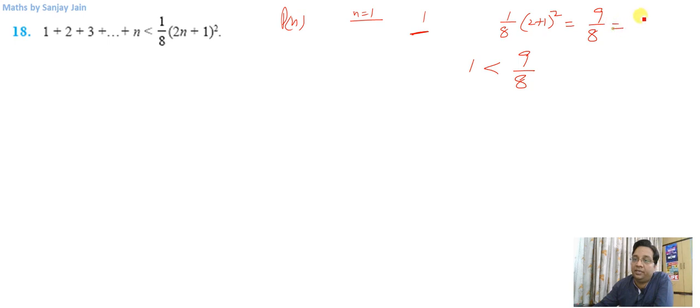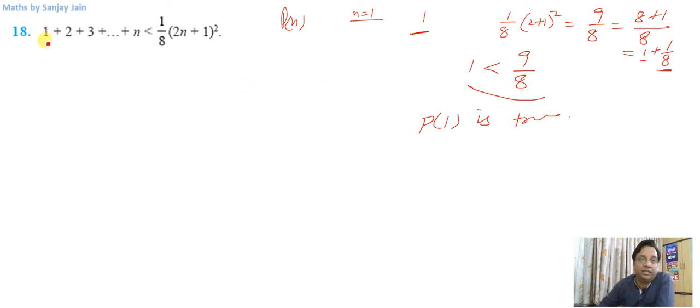What is 9 by 8? It is 8 plus 1 by 8. So it is 1 plus 1 by 8. So it is something more than 1. So 1 is less than 9 by 8. Hence P of 1 is true, right? When I put n equal to 1, this inequality comes out to be true.